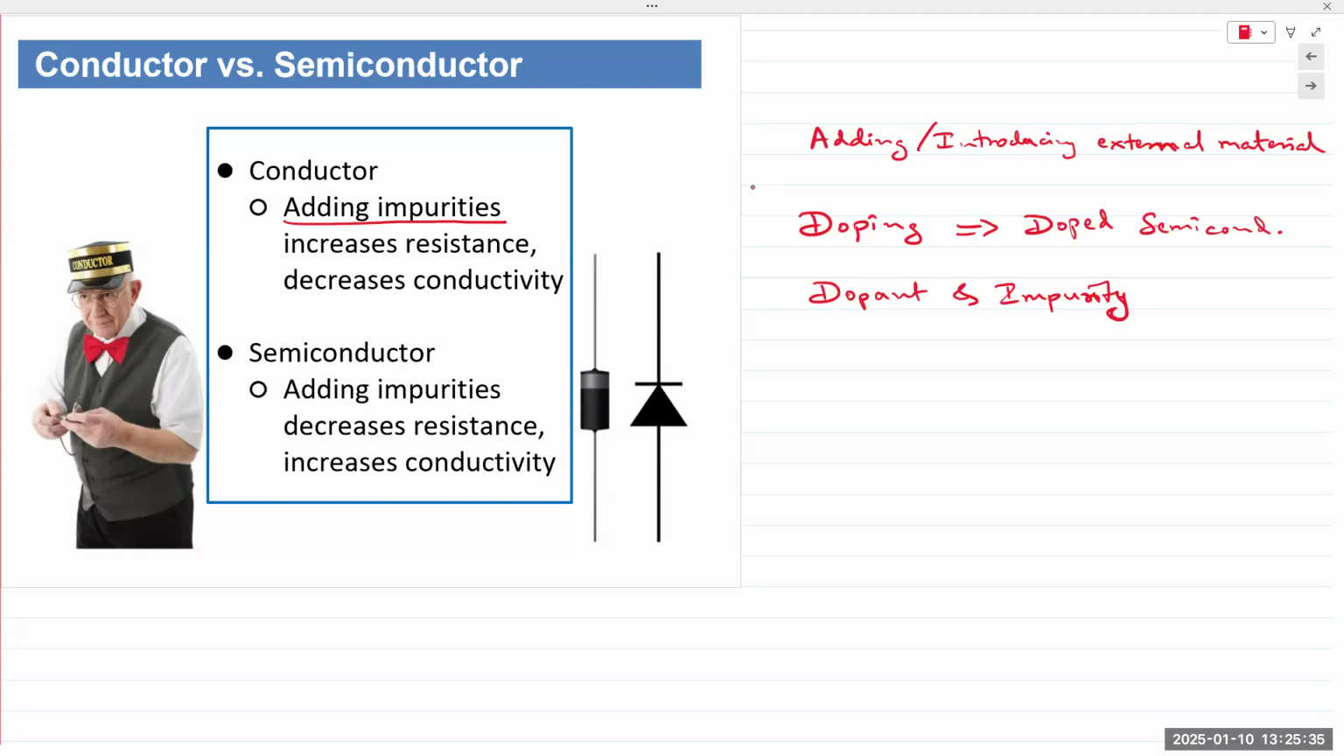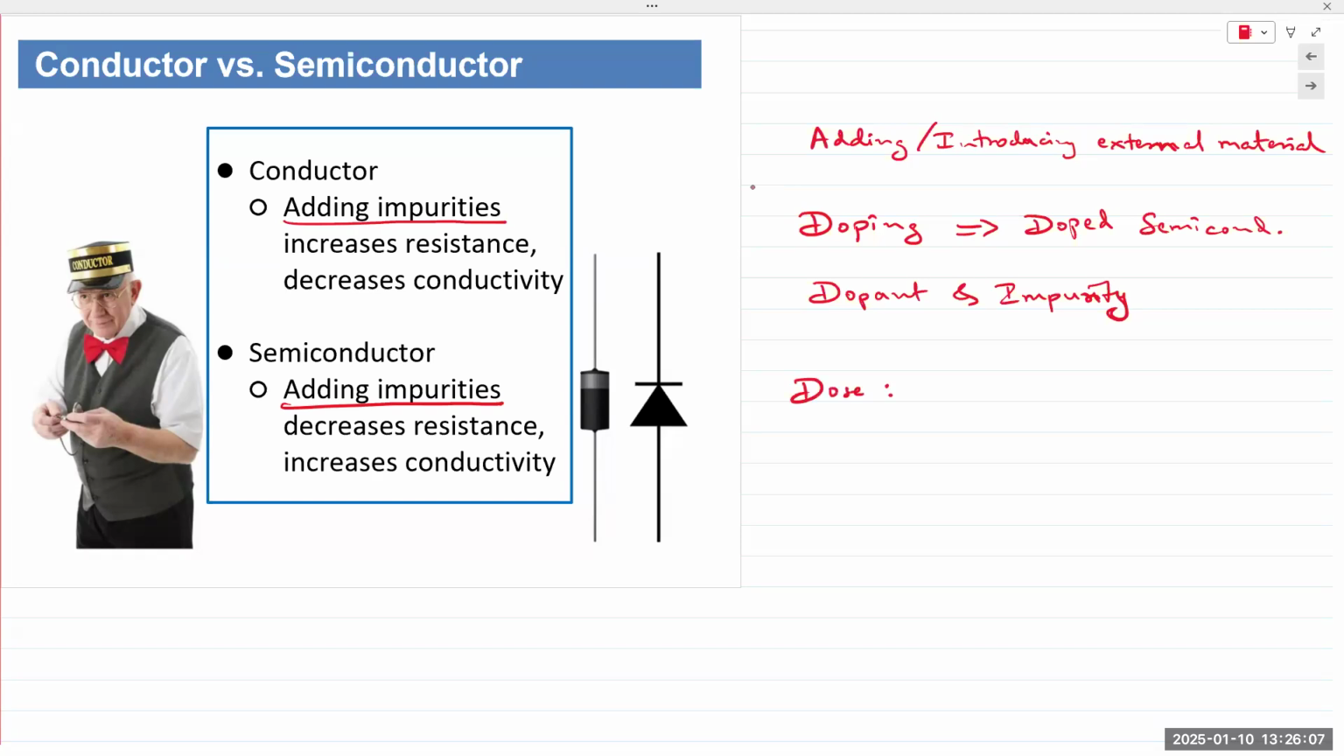Whereas for a semiconductor, if you add an impurity, you're now introducing more free electrons in there than were available previously, which means now it can behave like a conductor. And so the net effect is that it decreases the resistance. And because it decreases the resistance, we can manipulate the resulting resistance by controlling the dosage of that dopant impurity.